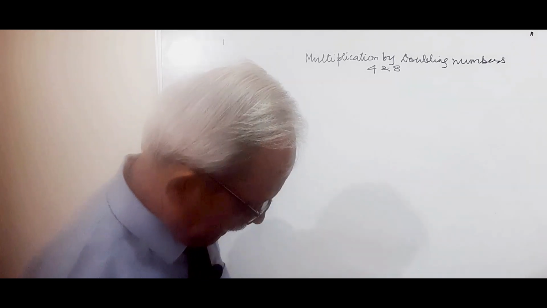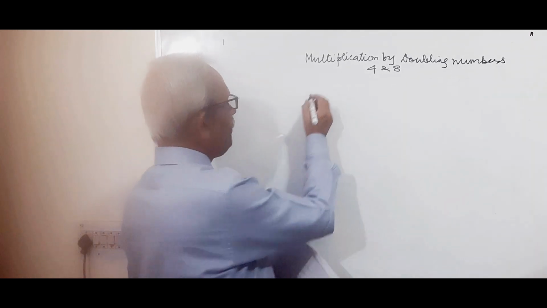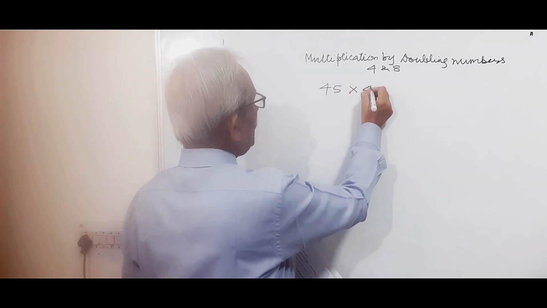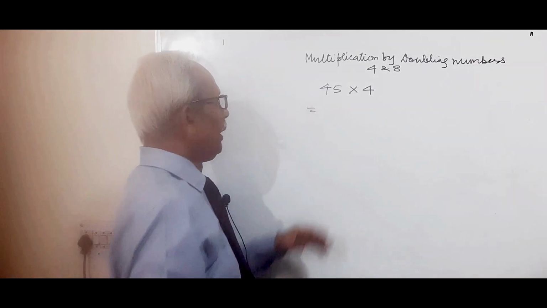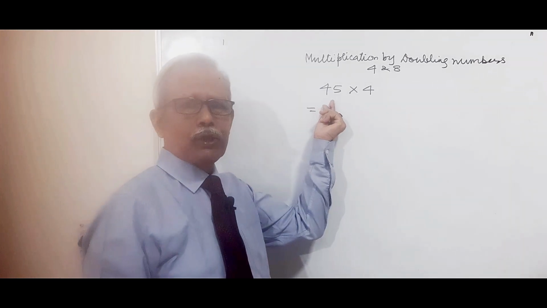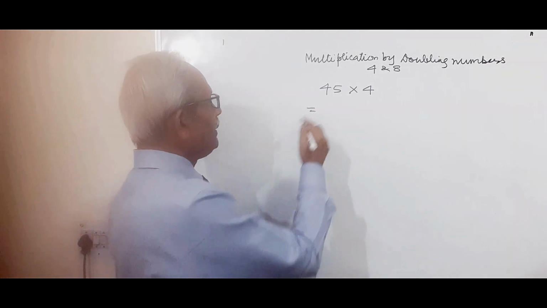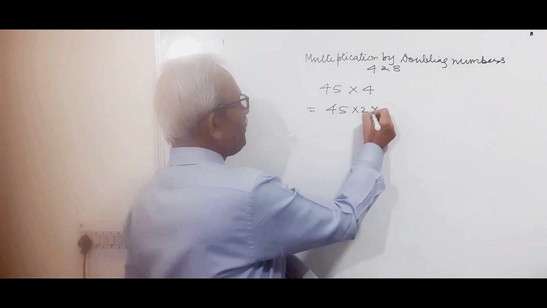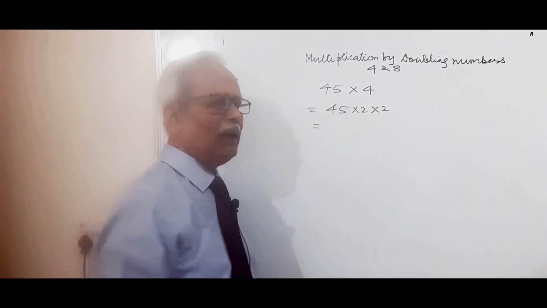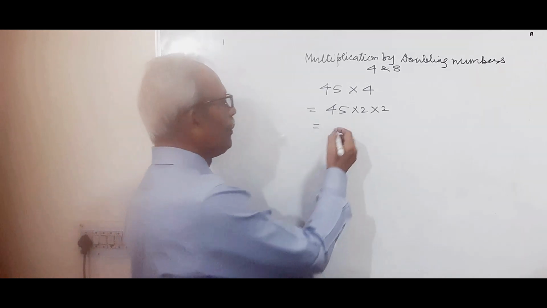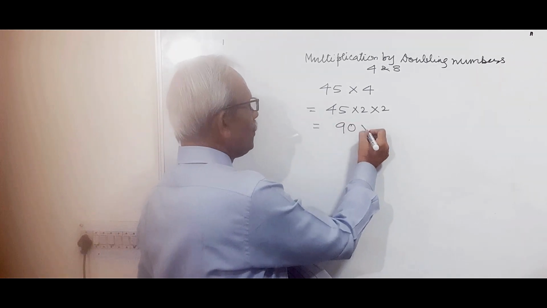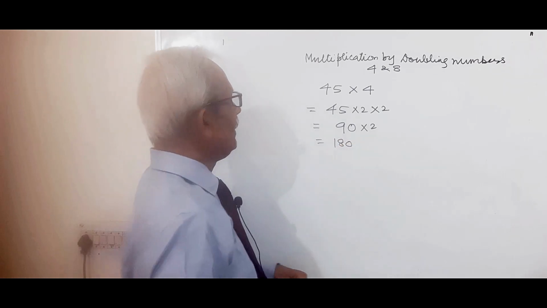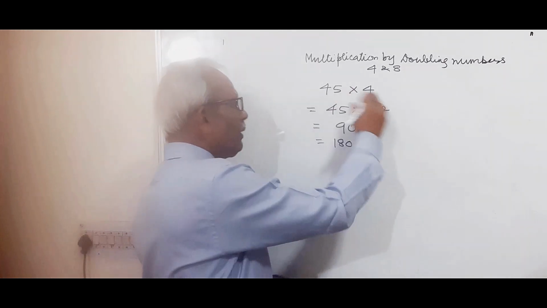Let me take another example, 45 into 4. It's not that we cannot do it, we can do the multiplication by 5, but then it takes a few steps more. Rather than doing that, we will do it 45 into 2 into 2. That becomes much easier because 45 into 2 is 90, everyone knows about it. 90 into 2, and everyone knows that it is 180. It becomes easier.